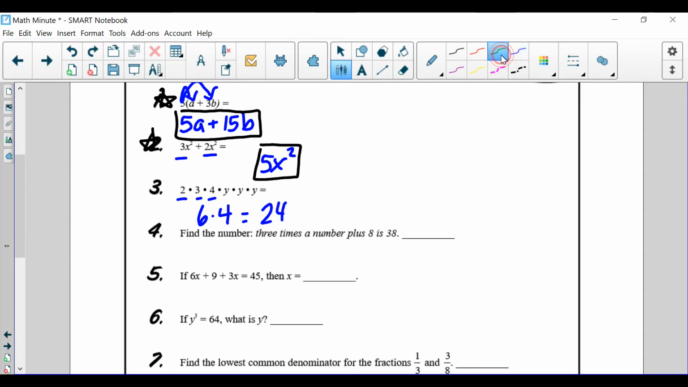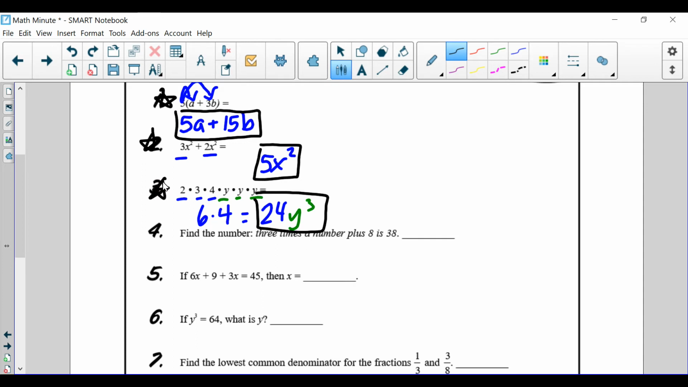Then we're going to figure out there are 3 y's. Now, a common mistake is to write there are 3 y's, but remember y plus y is 3y, whereas when you're multiplying, it is known as exponents. So we've got 24y to the third power, and that's the answer.